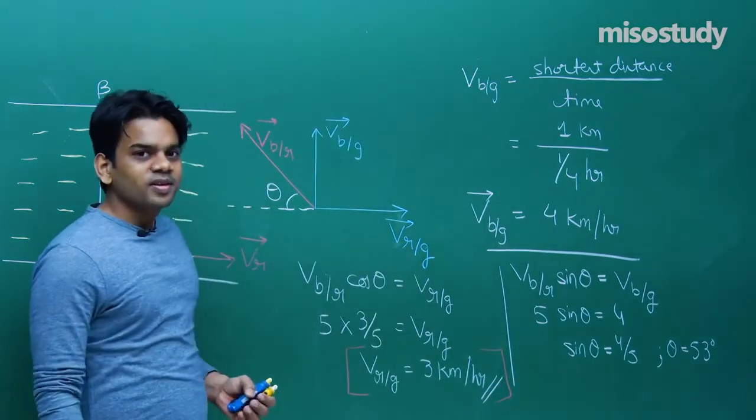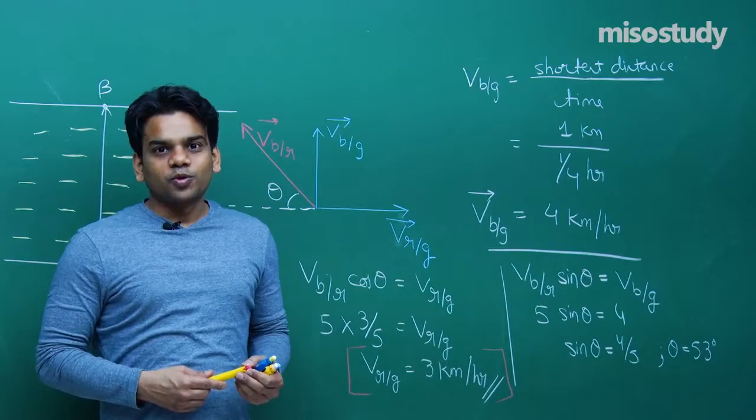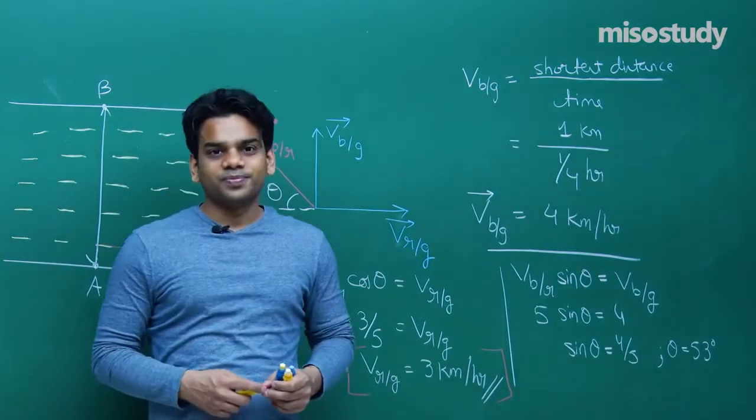Clear? Velocity of river with respect to ground comes out to be 3 km per hour.